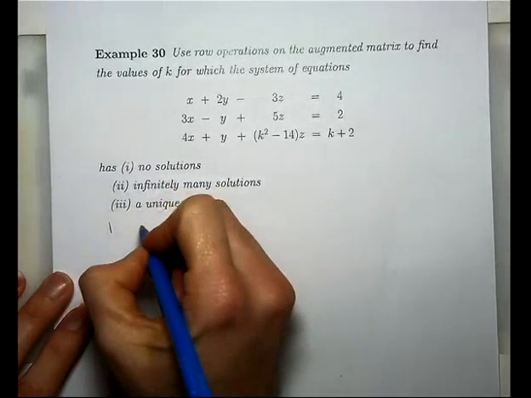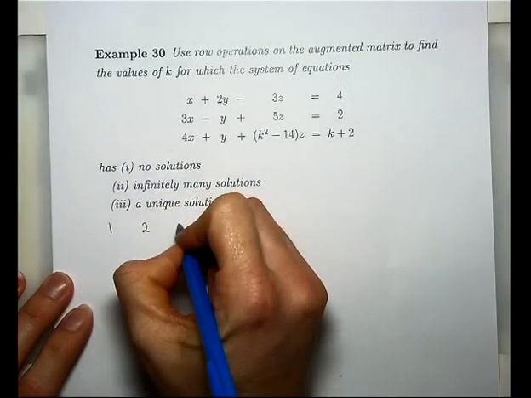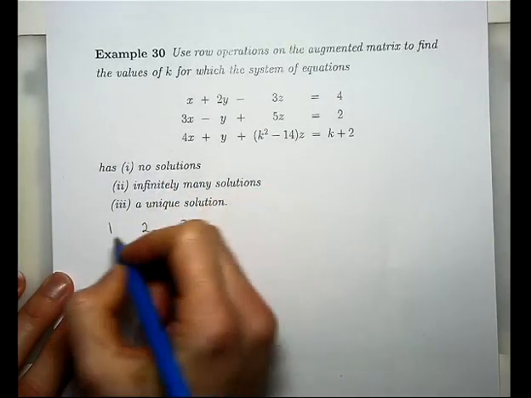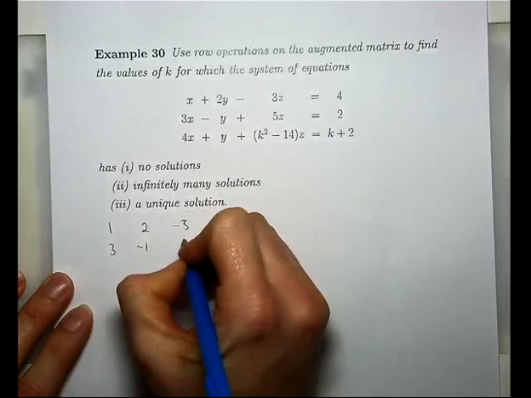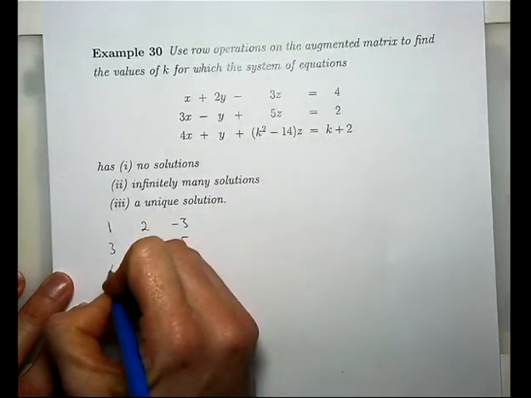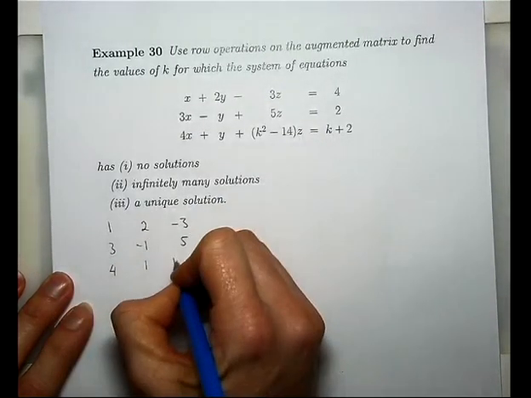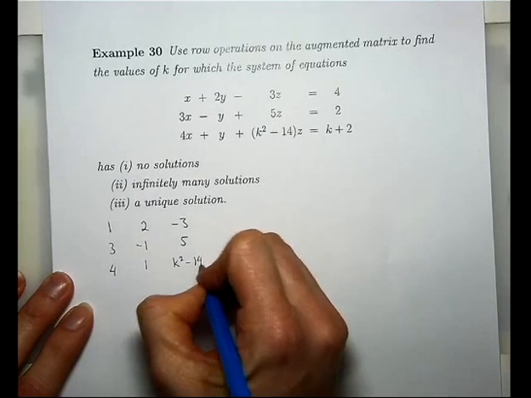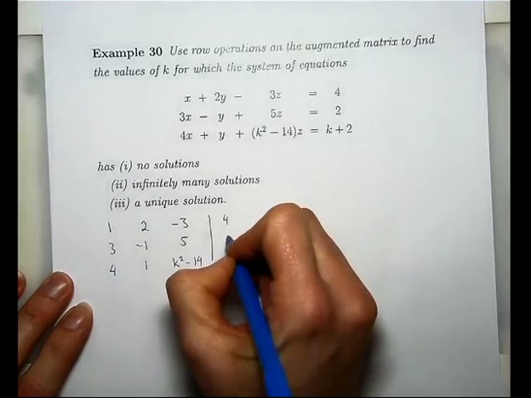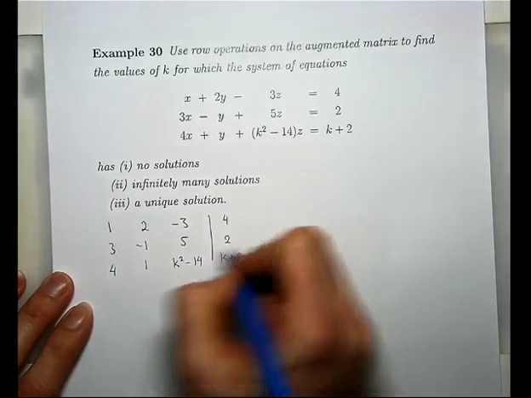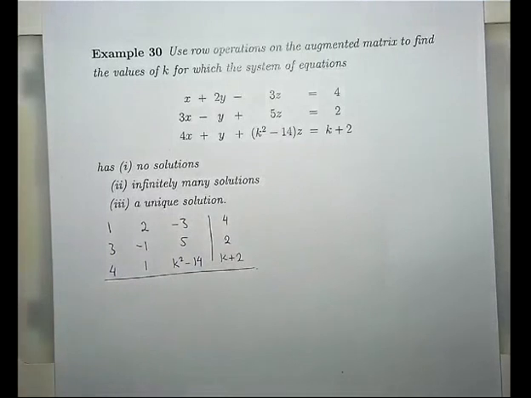All right, put it in augmented form first. k squared take 14. k plus 2. Okay, don't be scared by the k's, just leave them there, they're just a normal number, and let's treat them as such.